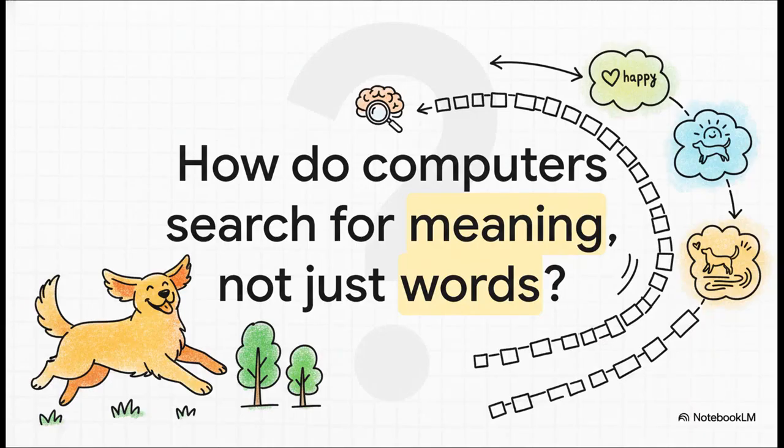So let's just get right to the heart of the problem. If you type happy dog into a search bar, a regular system just looks for those two exact words, right? Simple. But what if what you really want is a picture of a joyful golden retriever playing in a park? The words are completely different, but the feeling, the meaning, it's the same. So how on earth do computers bridge that gap? That's the puzzle we're going to solve.